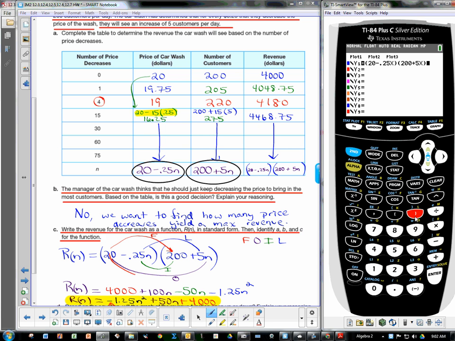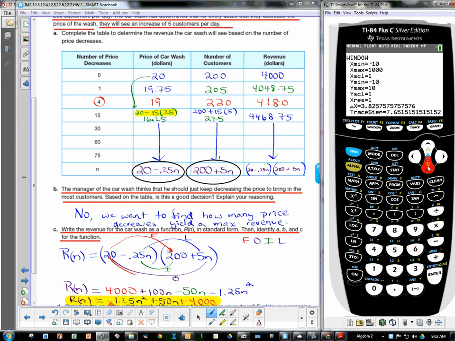Any ideas for windows? We probably need a decent window, right? So let's go window. X max. What do you think the X max is going to be? That's N, and that N is the number of price decreases. So what do you think that's going to be? Maybe 100? Yeah, and how am I getting that? Look, here is your independent variable, your N. And you'll notice the table is going up to 75, so we can just go up to 100.